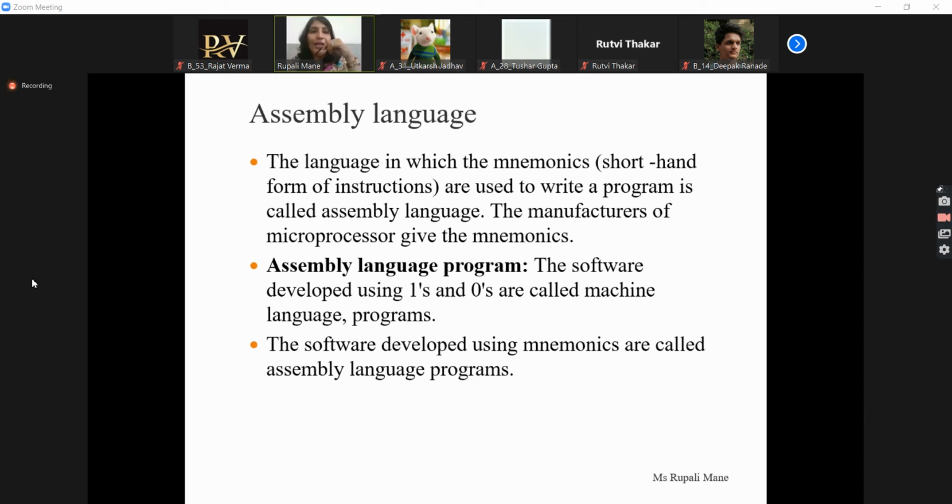Whereas assembly language is called a low level language. Why is it called a low level language? Because mnemonics, or shorthand forms of instructions, are used to write the program. Hence it is called an assembly language.